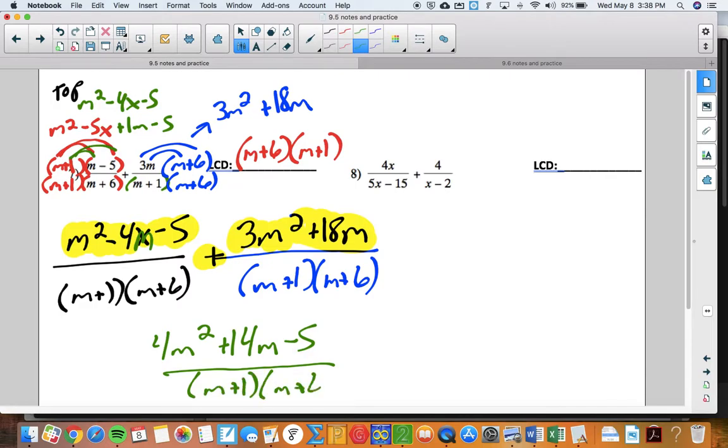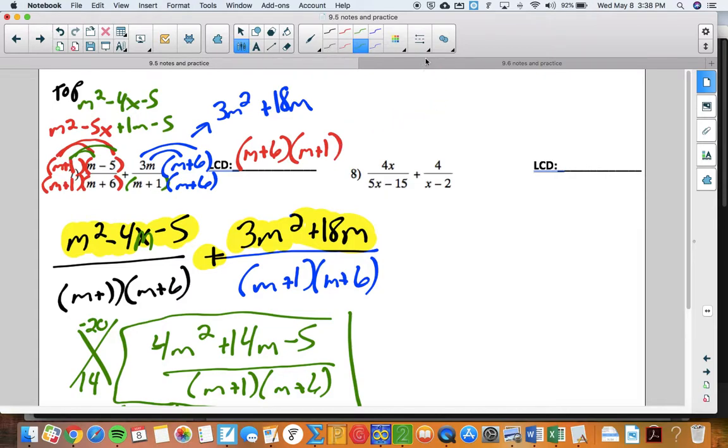Now maybe we can simplify this and factor this polynomial right here. So you'd have to factor it using a diamond because it's a trinomial, but we have a leading coefficient, so we have to multiply a times c. So we get negative 20, and adding to 14, that's not factorable. That's too bad. So this is the final answer, or you can FOIL together the bottom to get m squared plus 7m plus 6.